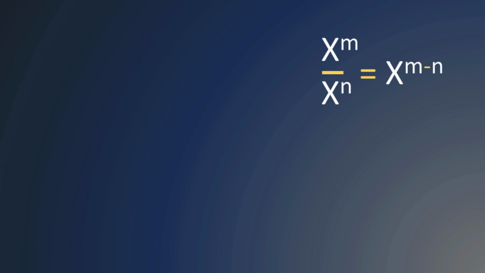The second law is about division. If you're dividing two expressions with the same base, you subtract the exponents. For example, 4 to the power 3 divided by 4 to the power 2 is 4 to the power of 3 minus 2, which is 4 to the power 1, or just 4.